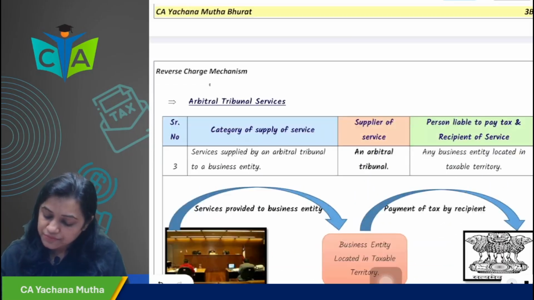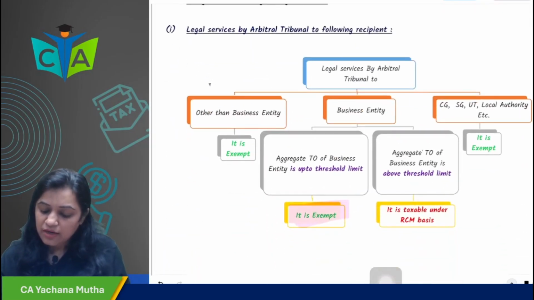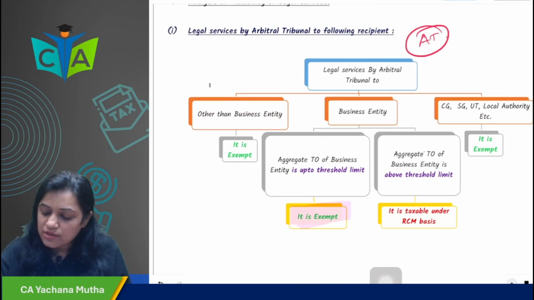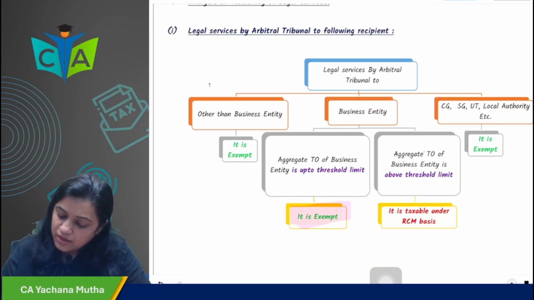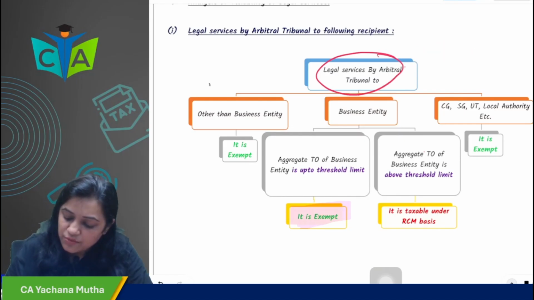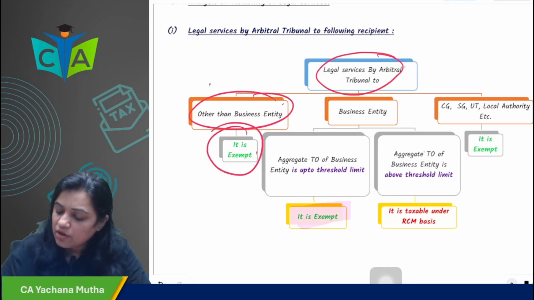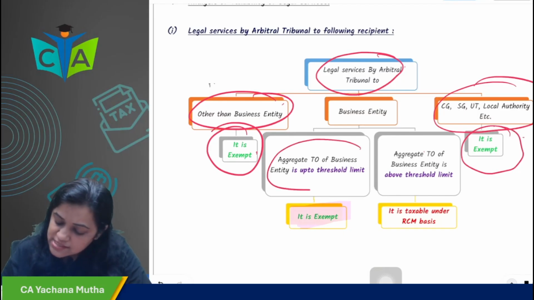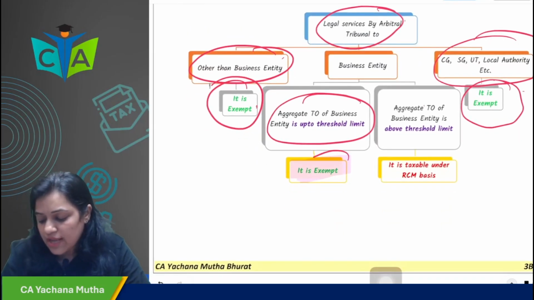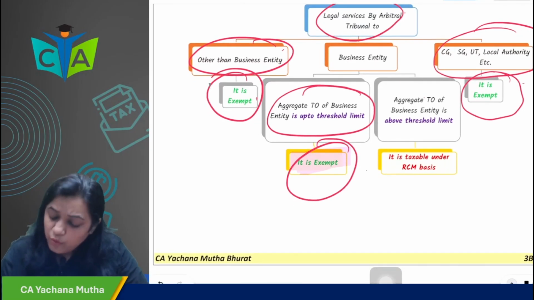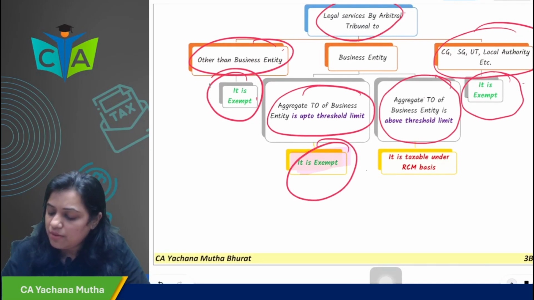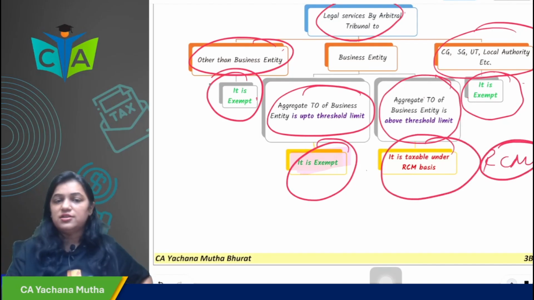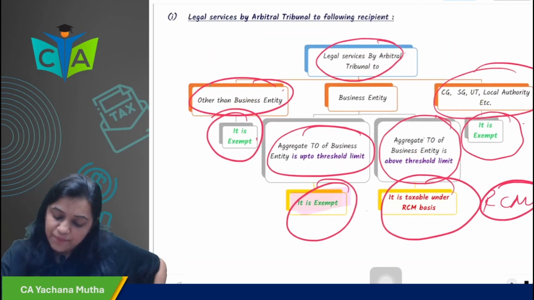Okay. And the last, arbitral tribunal. Legal services by an arbitral tribunal to the following recipients. Again, very simple. Arbitral tribunal providing services to other than a business entity, exempt. To central government, state government, union territory, local authority, exempt. To a business entity whose aggregate turnover is up to the threshold limit, exempt. To a business entity whose aggregate turnover is above the threshold limit, then it is taxable, and it is taxable under RCM. I hope it is clear. Okay. So it is very simple.